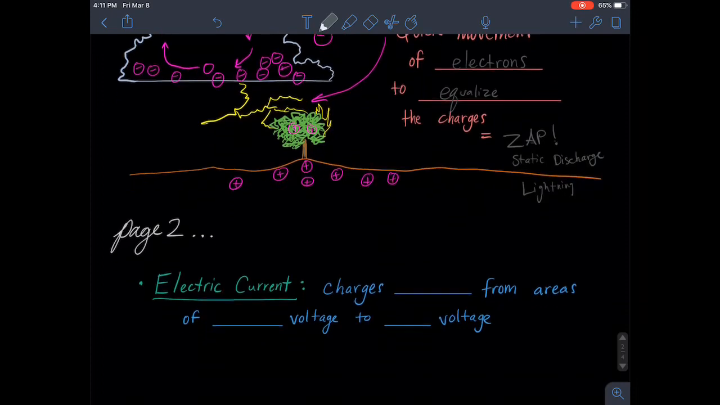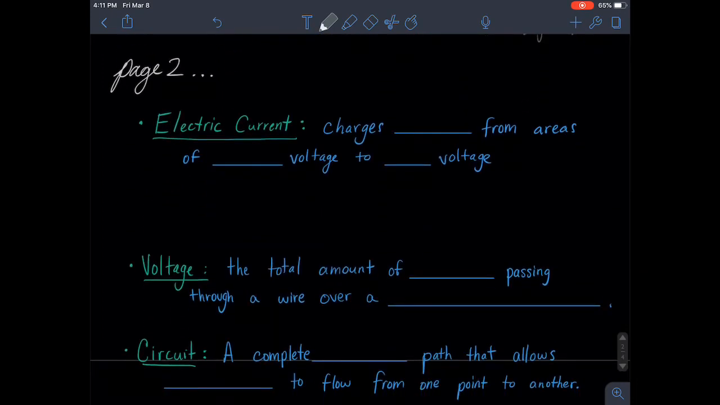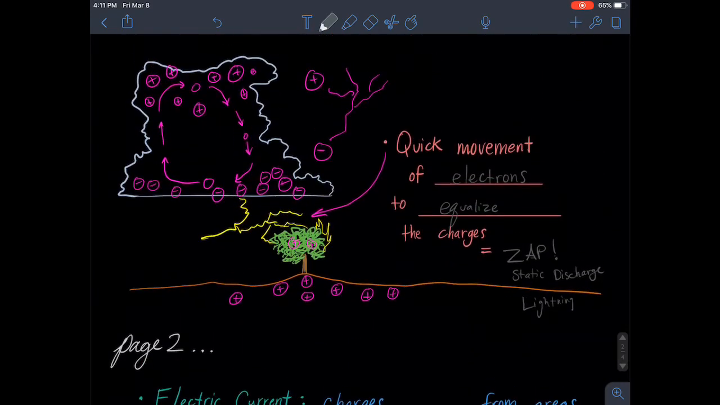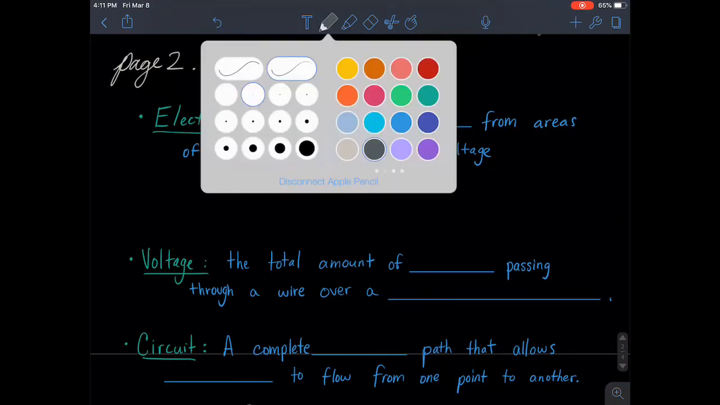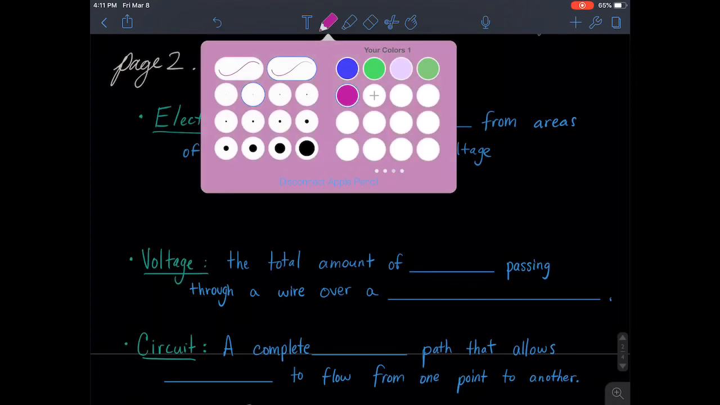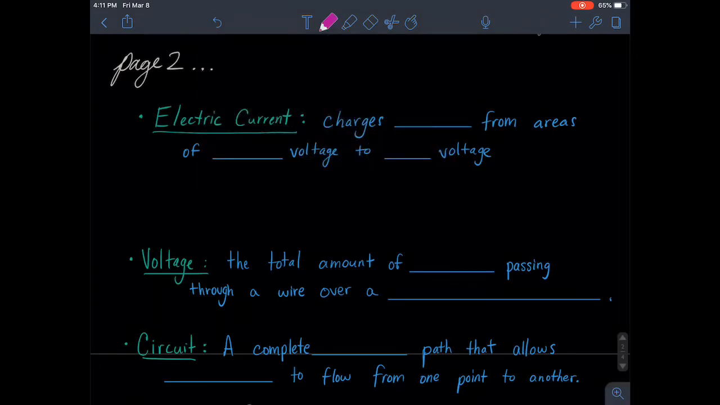Okay, well, let's turn the page and let's look at, instead of static electricity, and again, this is happening because of friction in the cloud. Electric current, though, is a bit different. It's not static, but it's actually electricity in motion. All right, so an electric current is when charges are going to flow. They're going to be in motion from areas of high voltage to areas of low voltage.